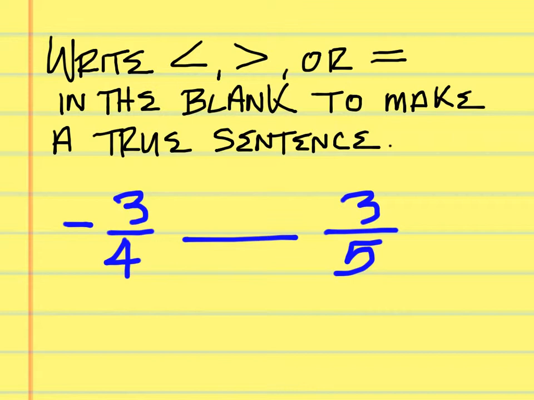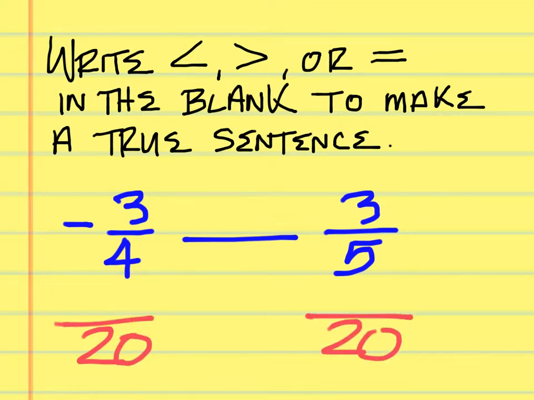Now, if I have to compare two fractions and they have different denominators, I must find a common denominator. What is the common denominator between 4 and 5? 20 is right, so I'll change the denominator to 20 in each case. What am I multiplying 4 by to get 20? I'm multiplying by 5. So what is 3 times 5? 15. Don't forget, this is negative. So it has to be negative 15 over 20.